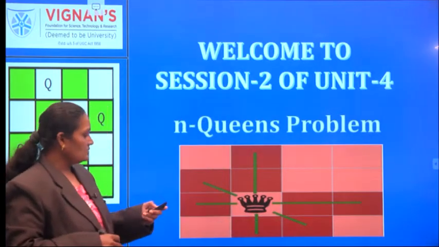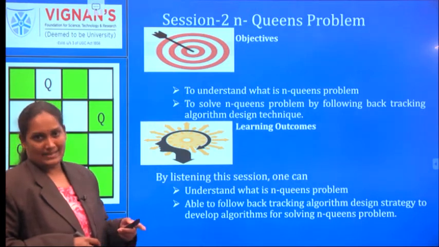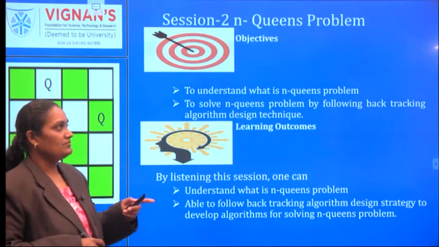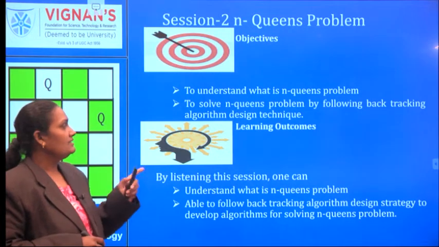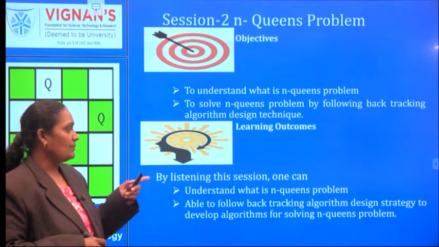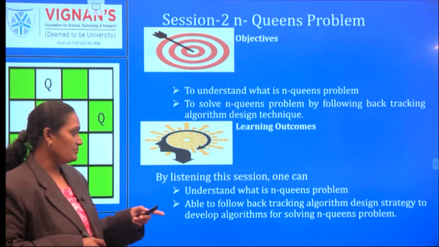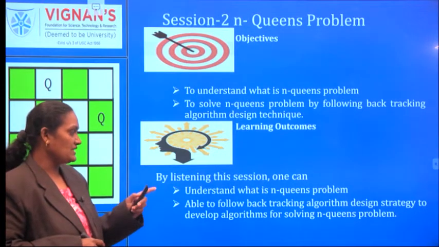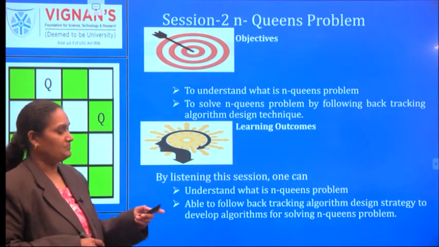Now, coming to the objectives of this session, the main objectives are to understand what is the N-Queen's problem, and to solve the N-Queen's problem by following the backtracking algorithm design technique. The learning outcomes of this session are that, by listening to this session, one can understand what is the N-Queen's problem and is able to follow the backtracking algorithm design strategy to develop algorithms for solving the N-Queen's problem.